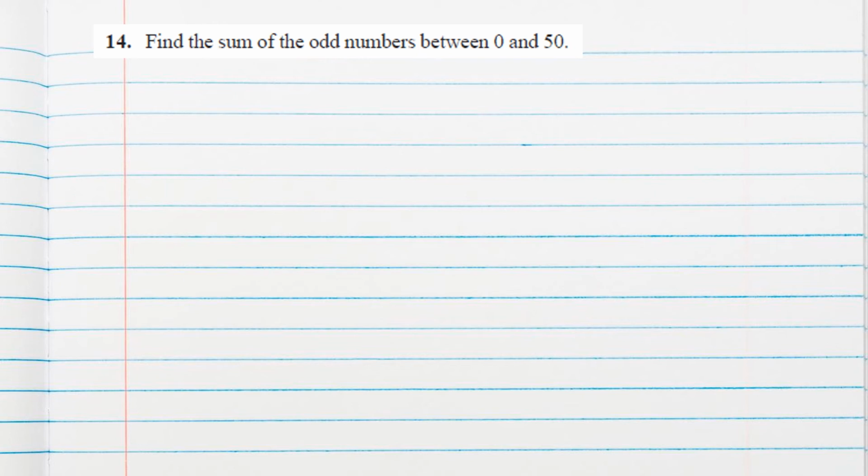Find the sum of the odd numbers between 0 and 50. Okay, so we can write AP, odd numbers between 0 and 50. So first odd number will be 1, next odd number will be 3, then 5. Okay, last odd number also we can write. Before 50, 49 will come, that is also an odd number. Okay, so here A is 1 and D we can find by 3 minus 1, that is 2. Last term is also given, that is An we can consider 49.